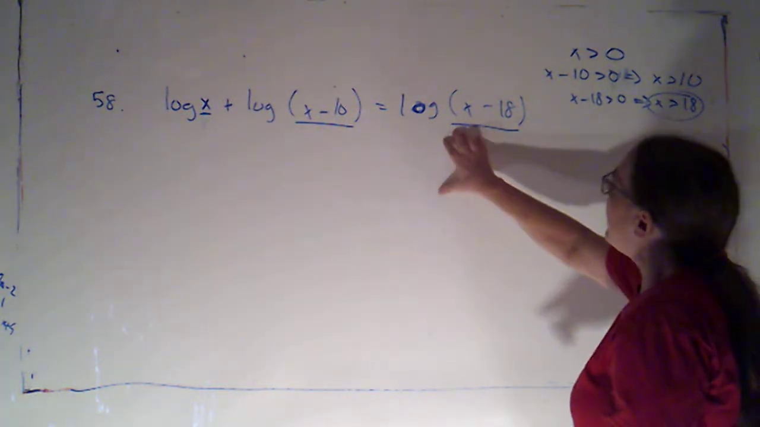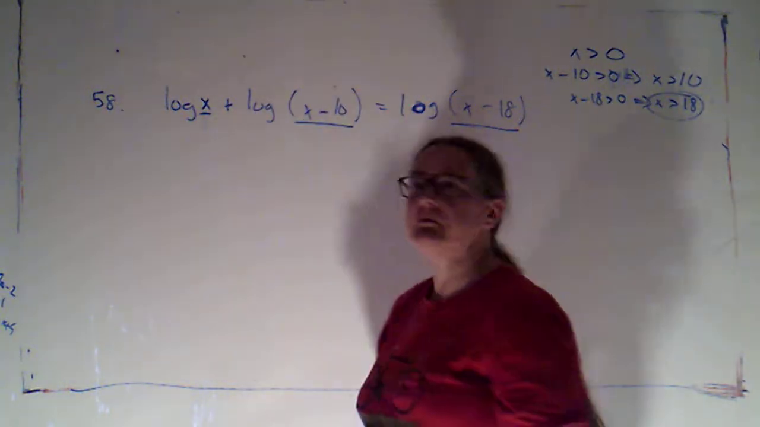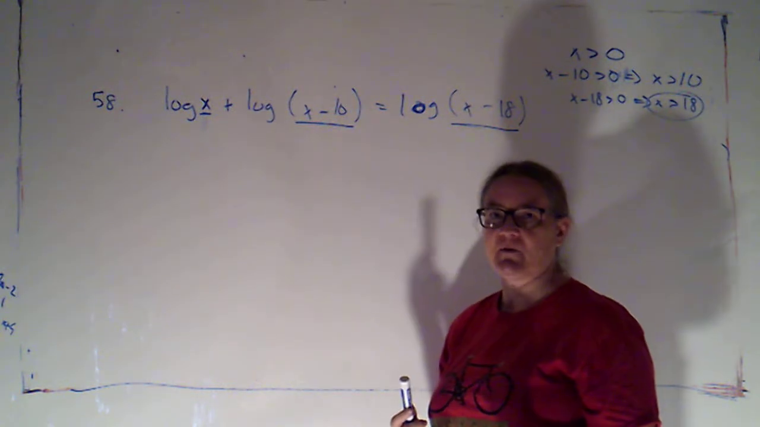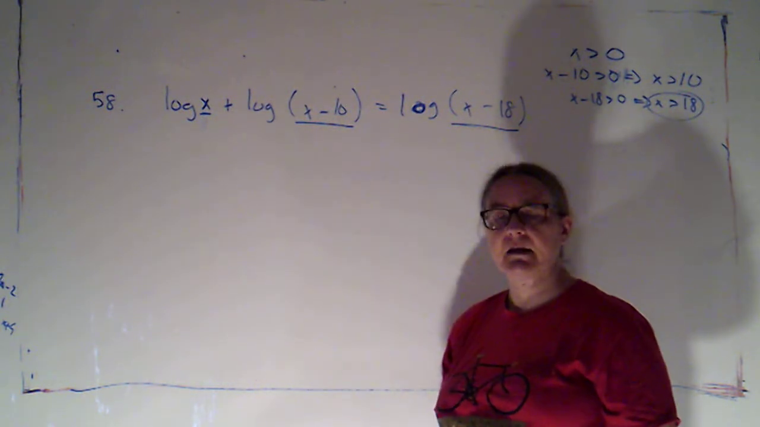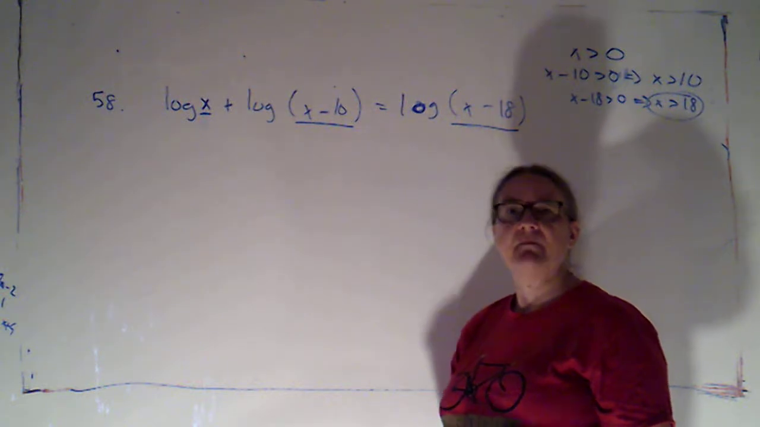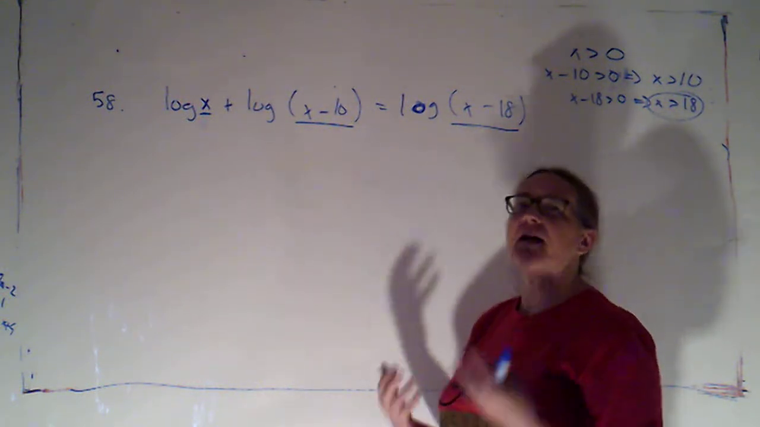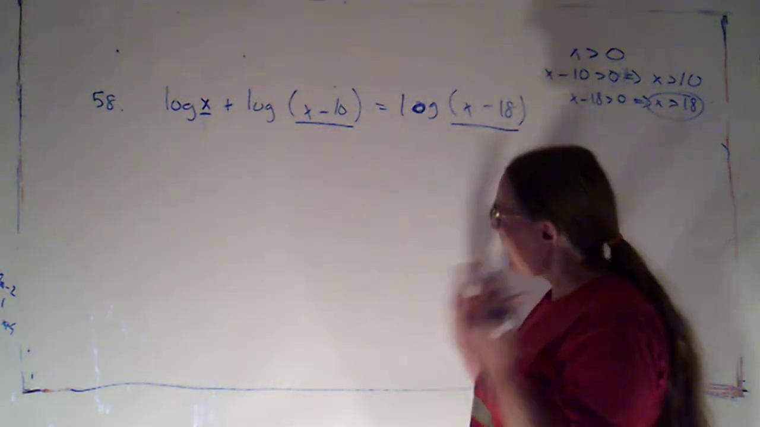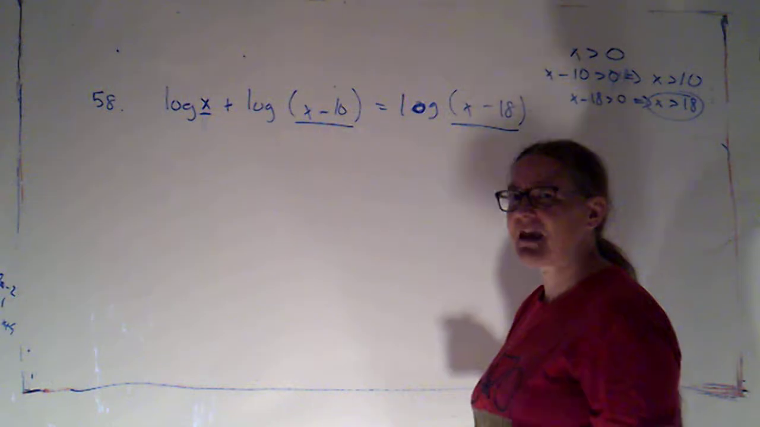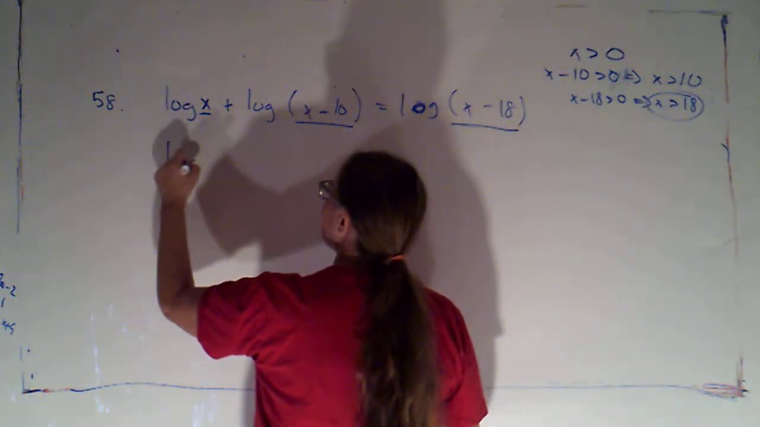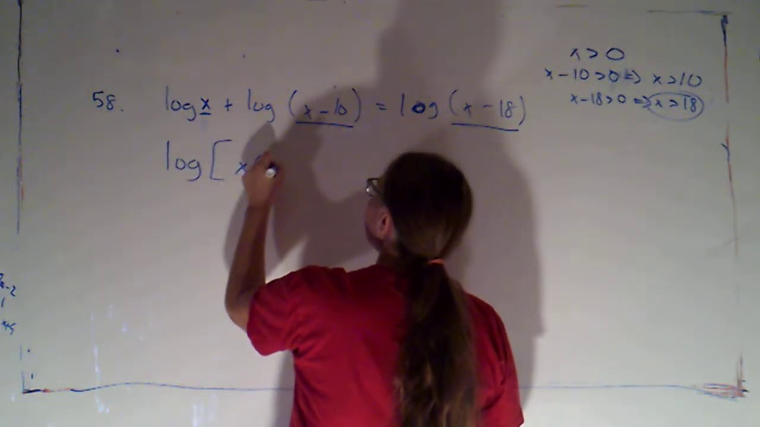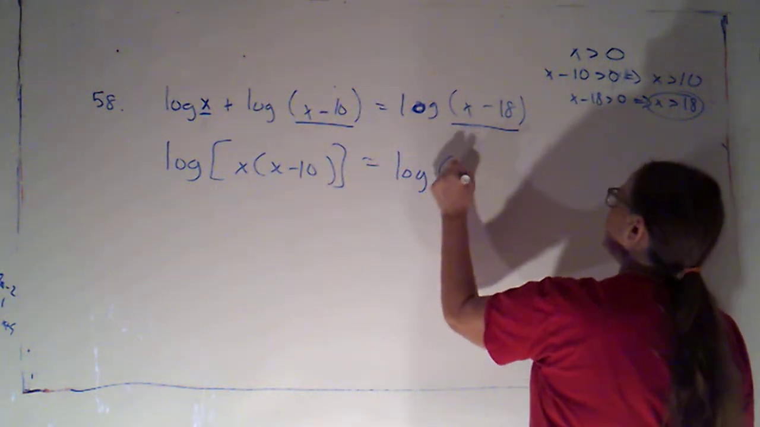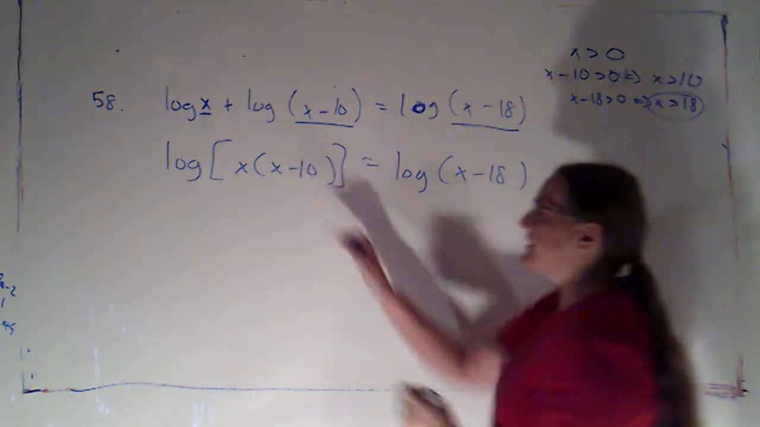Okay. All right, over here on the left, I have two logs added together. When I'm adding logs, I'm adding exponents. You might be sick of me saying that. I'm going to keep saying it anyway, because it really helps me to remember why the rule works. So I'm not just memorizing and blindly manipulating things. I'm saying, hey, logs are exponents. I add exponents when I'm multiplying. So I can say this is 1 log for the product x times x minus 10 equals the log of x minus 18. Let's do that multiplication.